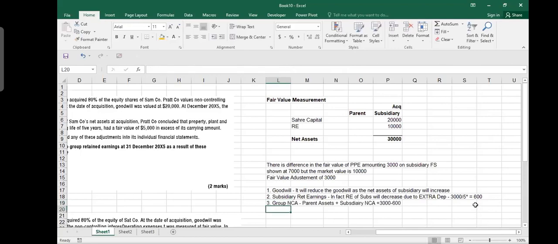This depreciation which you have calculated should decrease the non-current assets, because 3,000 was the fair value adjustment at the time of acquisition. After acquisition, this 3,000 will not remain 3,000. It will be a depreciated amount, because that particular asset has lost some value. So you decrease it there. This is what usually comes in F7.